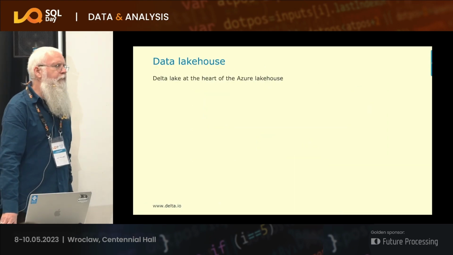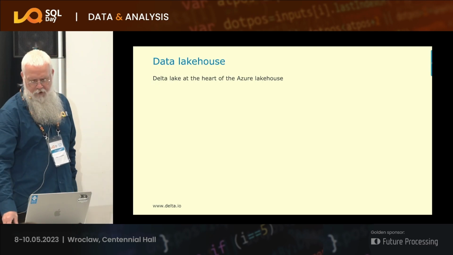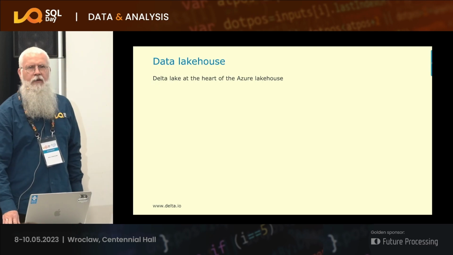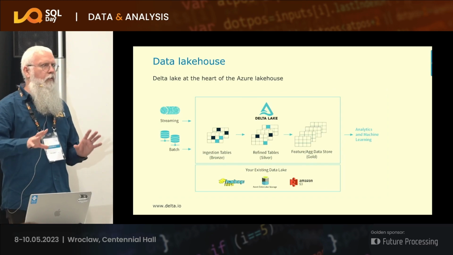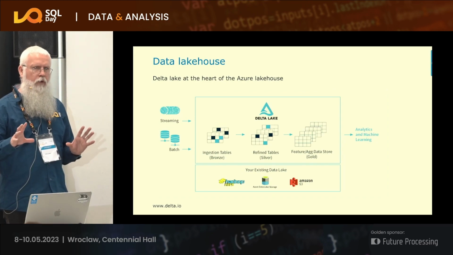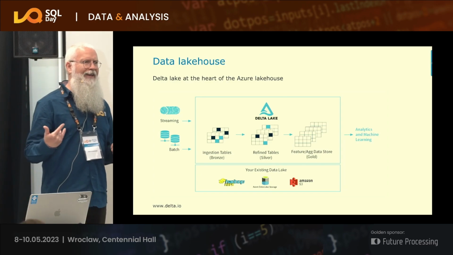But for this session now, since I couldn't show you the Hoodie part, Delta Lake is at the heart of the Azure Lakehouse. And a typical architecture will look something like this. Databricks coined the medallion structure.